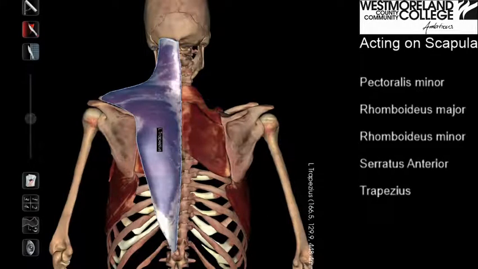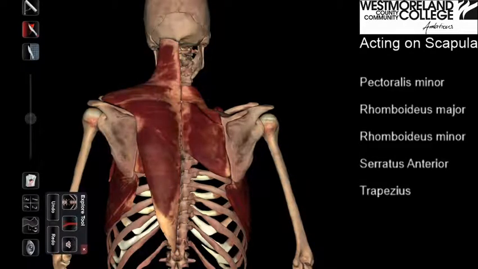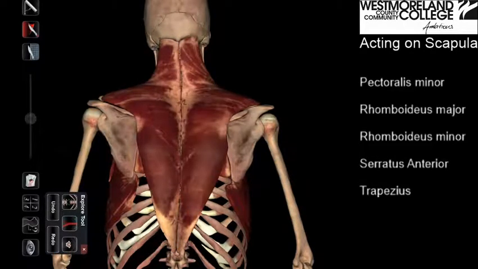And then adding the trapezius back to give us a look at what the layer would look like at the superficial most layer.